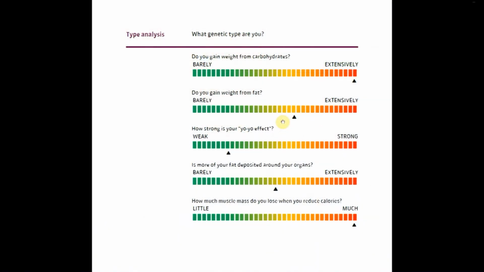And now the idea is to make sure that this doesn't happen by counteracting. We know that certain genetic variations make this muscle mass loss more severe than other genetic variations. So this is what we tested here. Depending on where your arrow is, if it's like here, it means that if you reduce your calories, if you break down fat deposits, you will also lose a lot of muscle mass, and we need to counteract this. How we do this, I'm going to explain to you later.